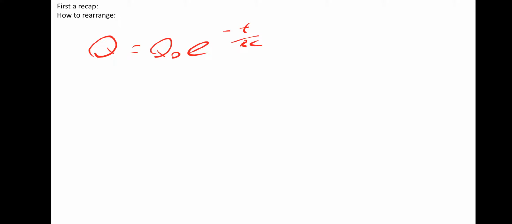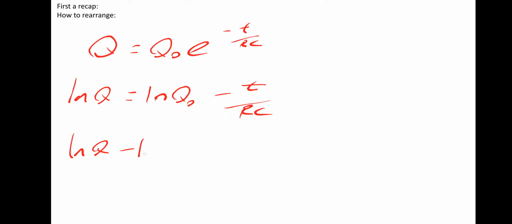So then we just log everything. That means we do log Q equals log Q naught, and you should be okay with this if you do maths. If not, you would get log Q naught, and then the e just disappears and we're left with minus t over RC. So we're nearly there: log Q equals log Q naught minus t over RC. You need to get rid of this log Q naught, so let's subtract it on the other side. So we've got log Q minus log Q naught equals minus t over RC.